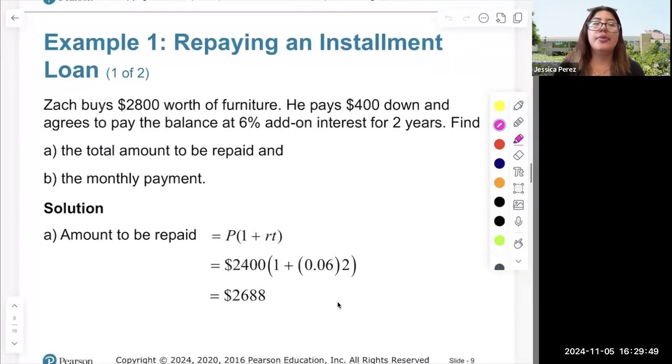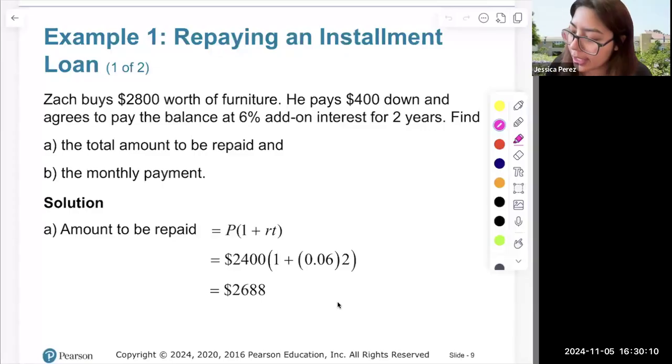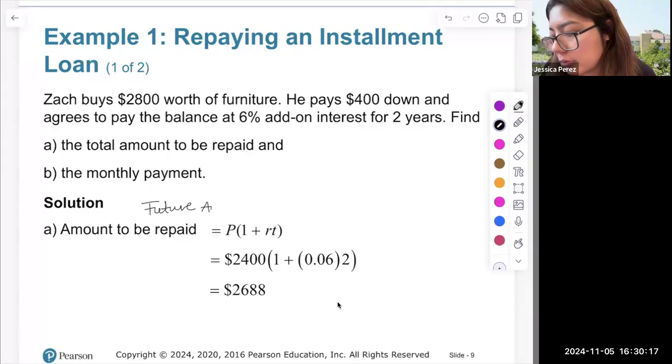So let's look at this example. Zach buys $2,800 worth of furniture. He pays $400 down and he agrees to pay the balance at 6% add-on interest for the next 2 years. Find how much money he had to repay and the monthly payment. So the amount he has to repay is the future amount. So we know how to calculate the future amount.